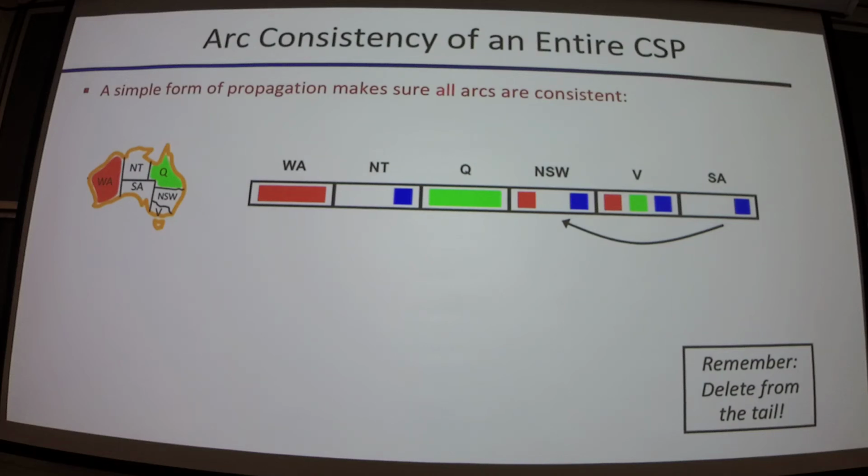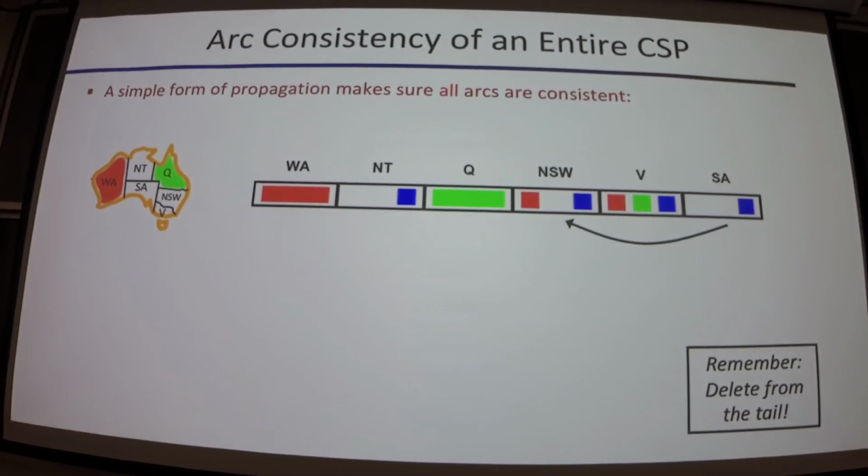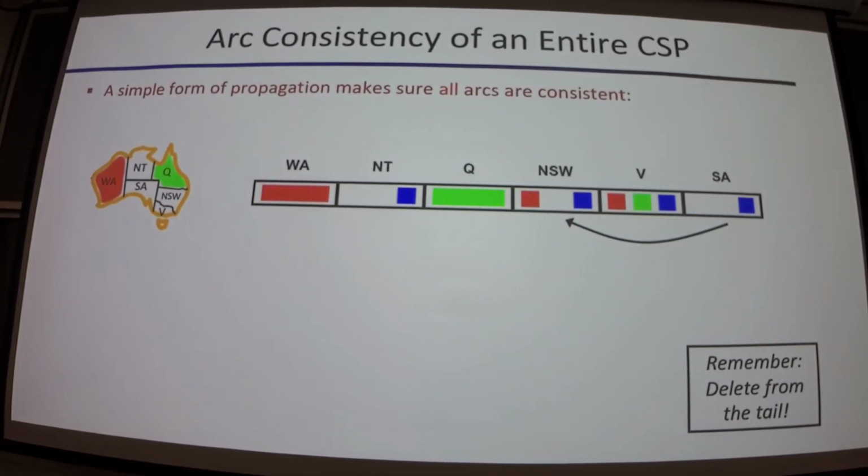Is that consistent? It is, right? Because for everything in the tail, there is something in the head. That's important, right? So for everything in the tail that's blue, what's the thing that works at the head? Red, right? Okay. But now it's going to get interesting.